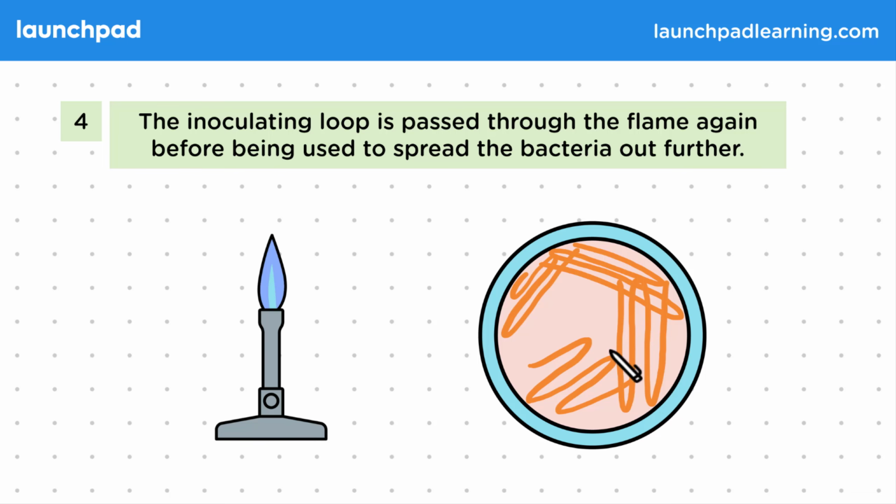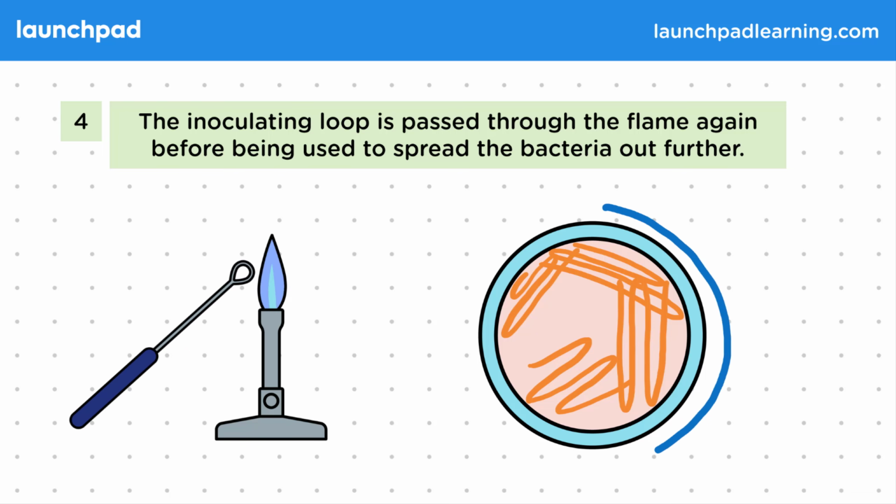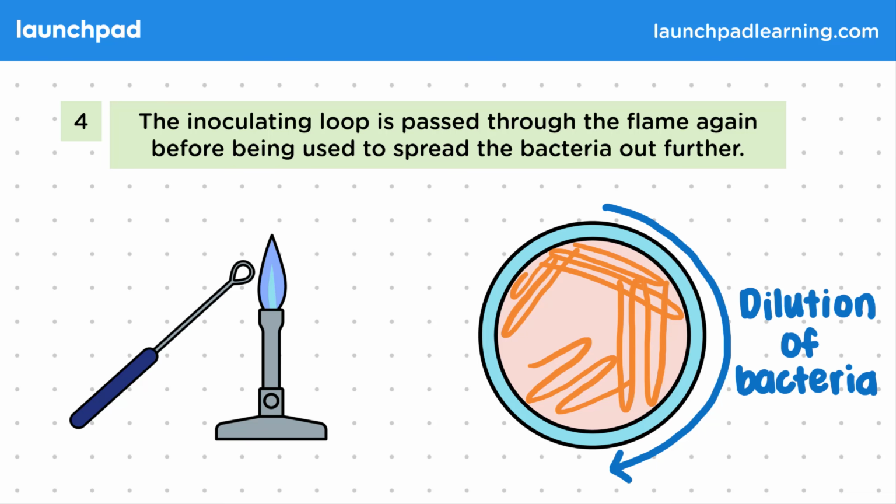We pass the loop through the flame each time to kill any residual bacteria. Once we've done this final streak across the dish, we're going to pass the loop through the flame one last time. By preparing a Petri dish with a bacterial sample in this way, we're ensuring a dilution of bacteria across the plate. So there's a higher concentration of bacteria in this area where we did the first streak, and a lower concentration around here where we did the final streak.